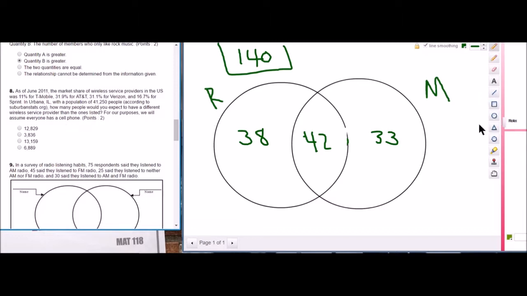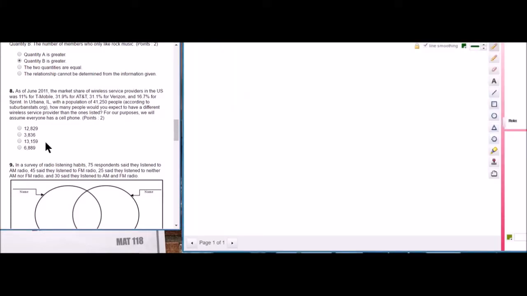Now I have a cell phone, but I'll fully admit I do not have a smartphone. Some people think I'm nuts, but that's besides the point. Here we go.